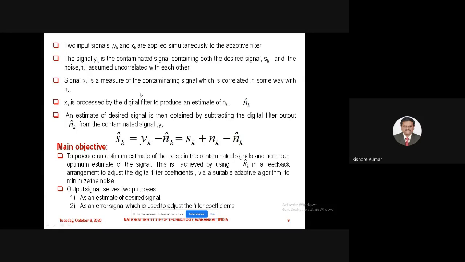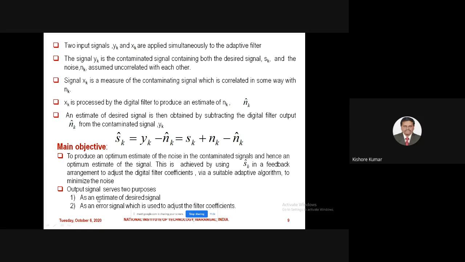So that's why the main objective of the adaptive filter is to produce the optimum estimate of the noise in the contaminated signal, and hence an optimum estimate of the signal. This is achieved by using nk cap in a feedback arrangement to adjust the digital filter coefficients via a suitable adaptive algorithm. Again, this is also an interesting research area, that is, using a suitable adaptive algorithm to minimize the noise. So the output signal serves two purposes: as an estimate of the desired signal, and as an error signal which is used to adjust the filter coefficients.